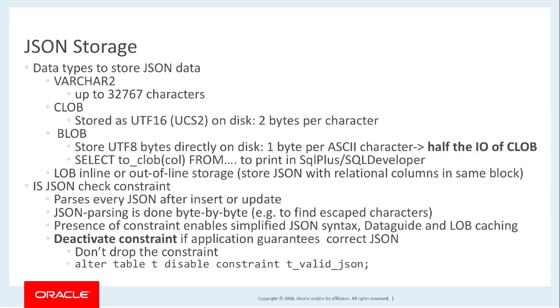But there is a way of keeping your check constraint, which also enables the simplified syntax, the data guide, and LOB caching. So there are still a lot of benefits of having the check constraint. But if you're certain that your application guarantees that only correct JSON gets to the database, you can just disable it. So this is the statement here: alter table, disable constraint. So the constraint is still there. Your JSON dictionary views will still list that column as JSON, but you don't pay the price of the evaluation of the parse every time.